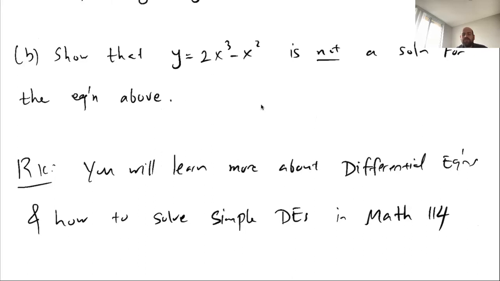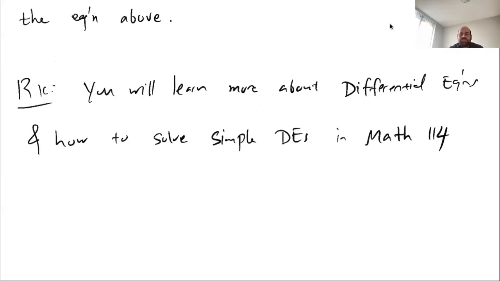Remember, the differential equation is an equation that relates y with its derivatives, and the goal is to find y, to find the y that satisfies the given differential equation. Now, how can we find y? How can we solve a given differential equation? Well, that could be a very complicated question. Depends, of course, on the type of the differential equation. So you will learn more details in Math 114.